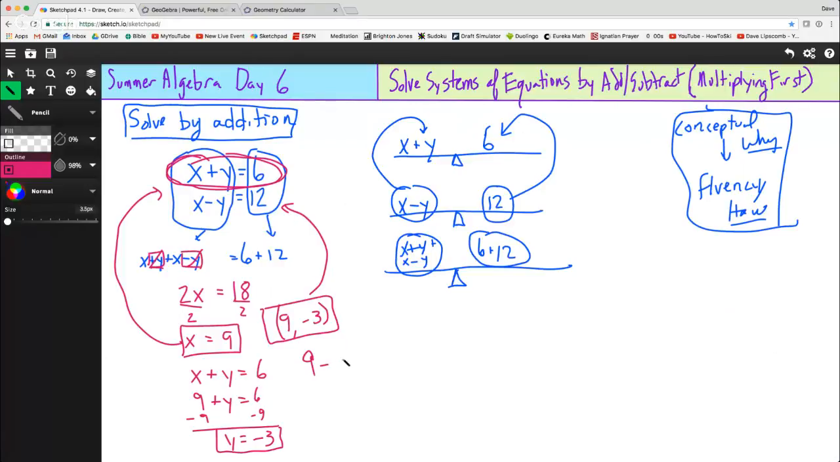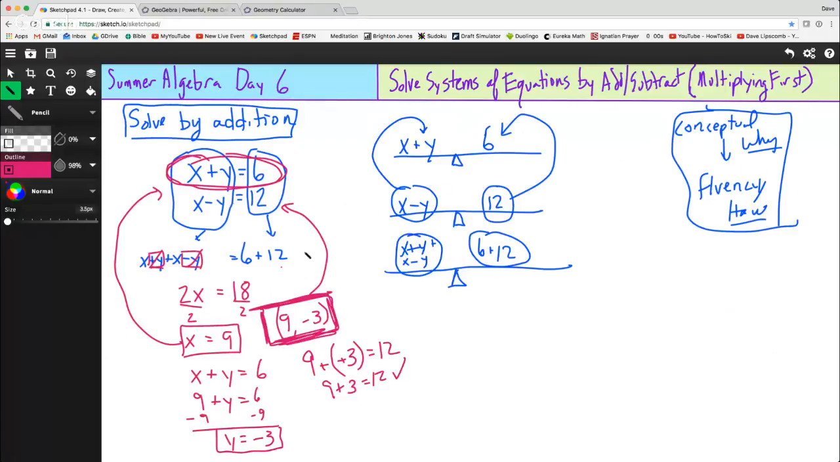9 minus negative 3, does that equal 12? And the answer is 9 plus 3 does equal 12. So that's a check. So my answer, again, 9 and negative 3. And I'm going to commit to that with a nice strong box around it.